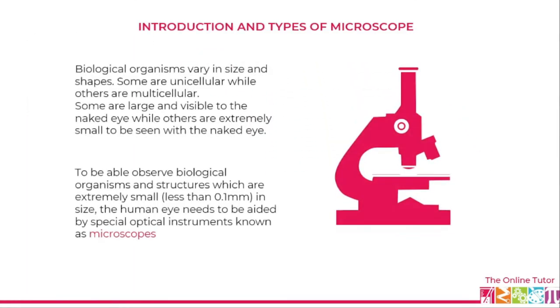Biological organisms vary in size and shapes. Some are unicellular, while others are multicellular. Some are large and visible to the naked eye, while others are extremely small to be seen with the naked eye. Now, for us as scientists to be able to observe biological organisms and structures which are extremely small, that is, they are less than 0.1 millimeters in size, the human eye needs to be aided by a special optical instrument known as the microscope.